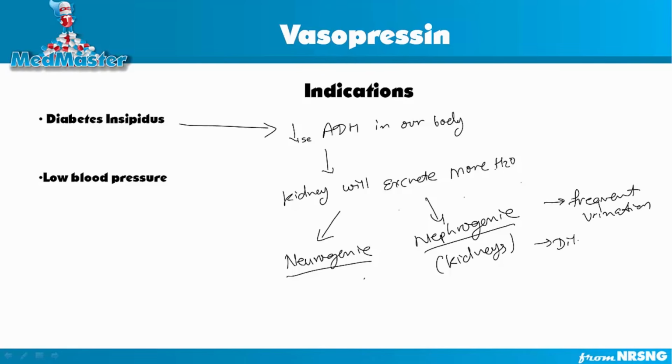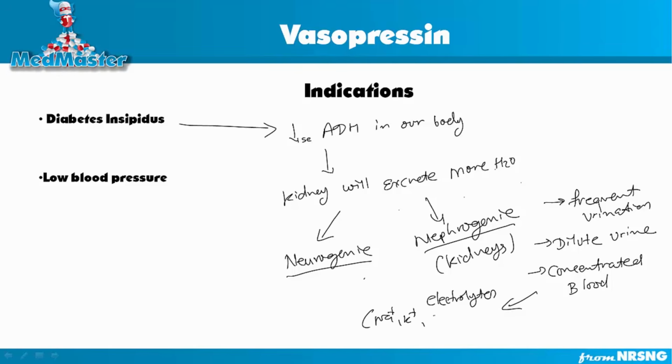Their urine will be dilute because they're losing more water in urine. I've seen patients with diabetes insipidus whose urine looks pretty much like clear water. Concentrated blood. So what will happen if this happens, concentrated blood, is that all the electrolytes like sodium, potassium, calcium, their values will go up.